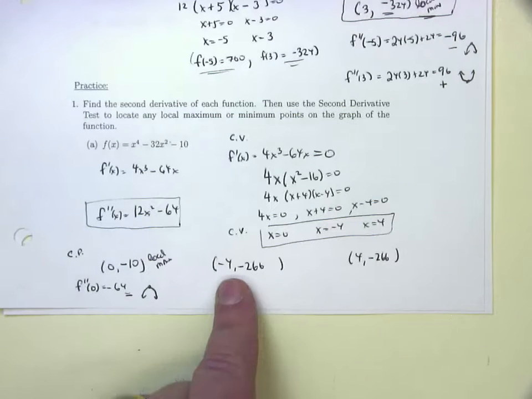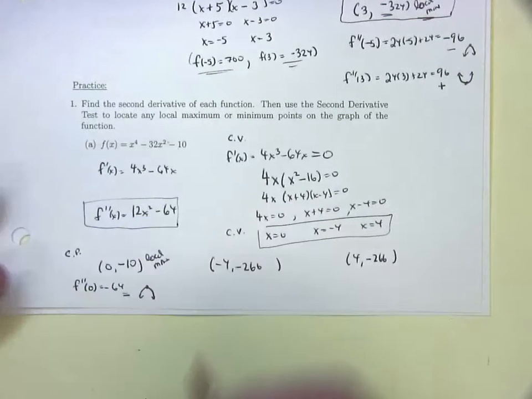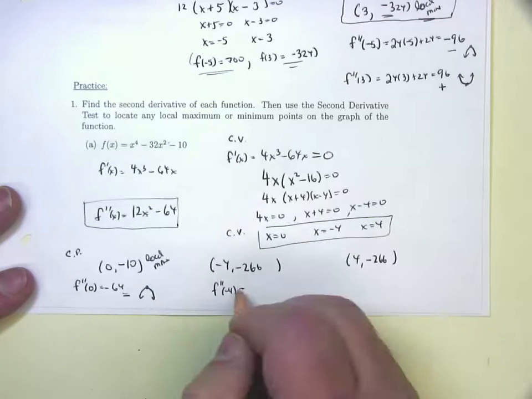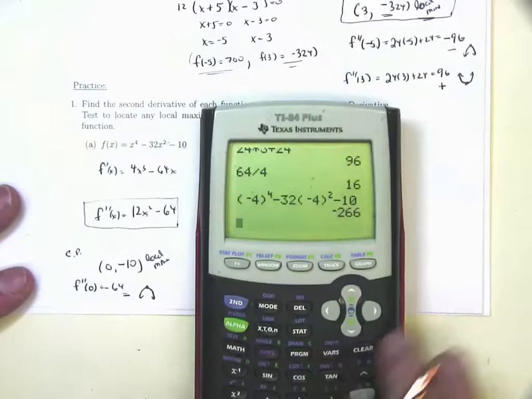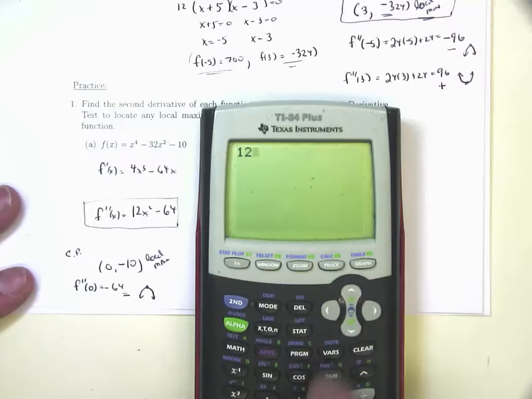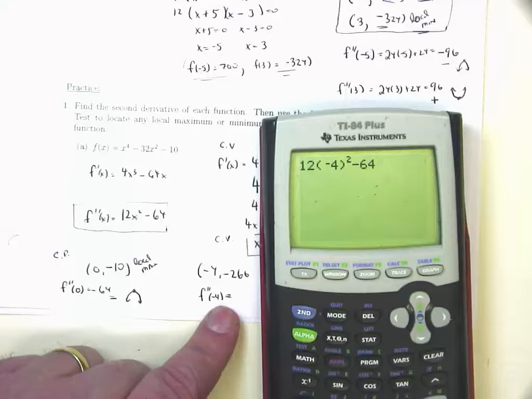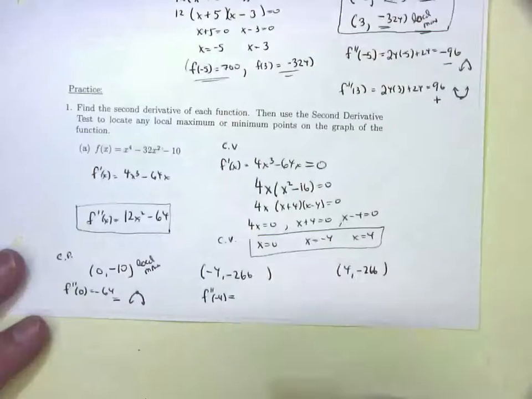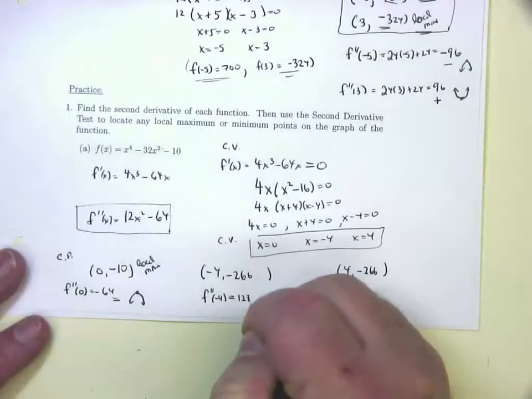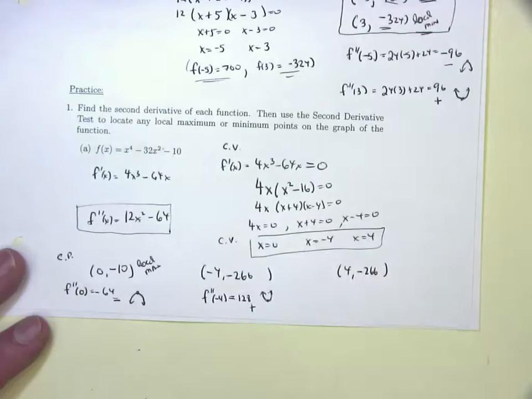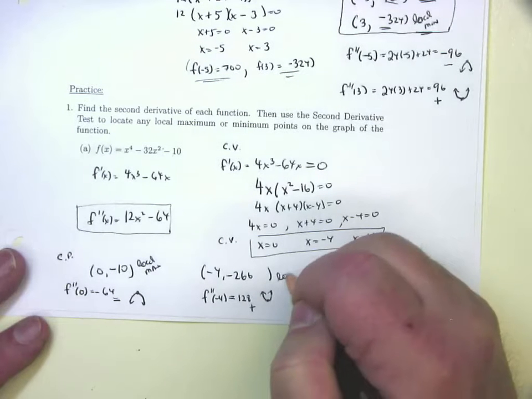So here, my critical value is negative 4. When I plug negative 4 into my second derivative, this will be 12 times negative 4 squared minus 64, and I'll put it on the calculator for you guys. I'm plugging negative 4 into my second derivative, and I got 128. I don't care what the number is. It's a positive number. That means it's concave up, which means I have the bottom of this guy. This one's going to be a local min.